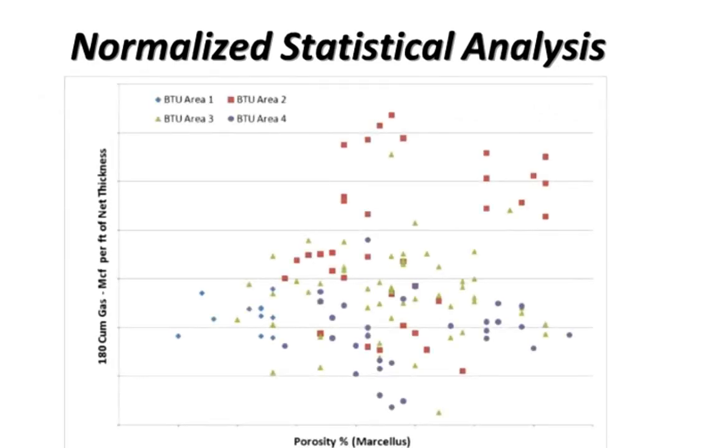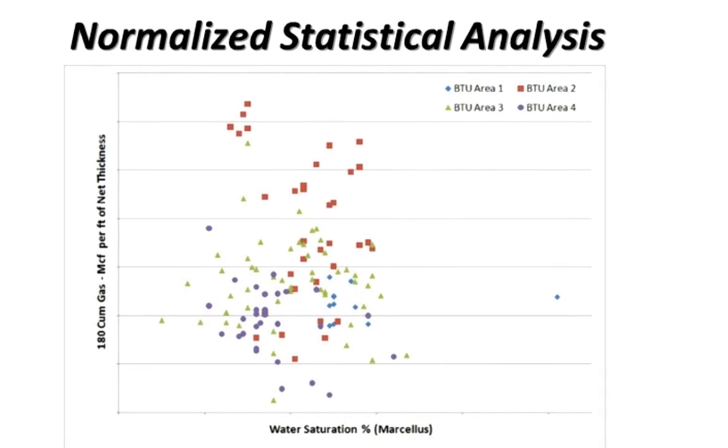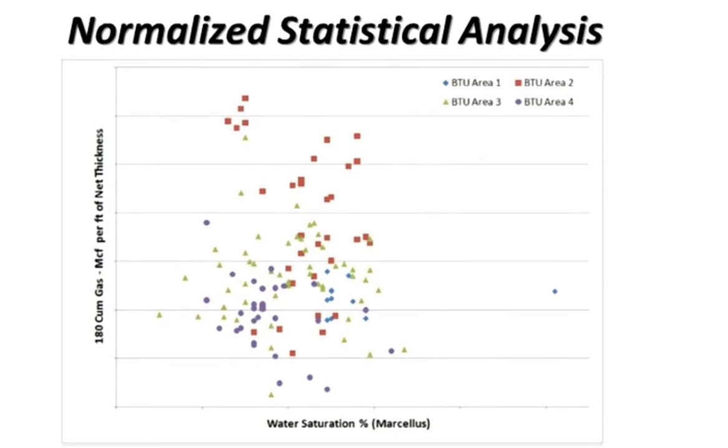And here, what we have done, we plotted 180 days cum gas, which has been normalized on a per foot of thickness, and plotted versus porosity in the x-axis, and then we put it in buckets based on the BTU of this rich gas, part of the Marcellus that has condensate. You have dry gas all the way to rich gas. And again, no matter how you slice it and dice it, you do not see any pattern. And here is normalized for the thickness versus water saturation.